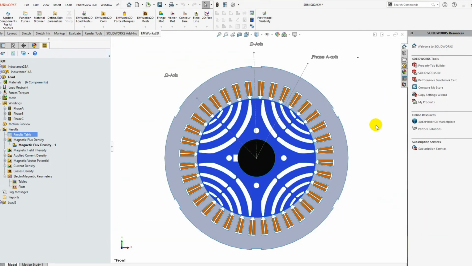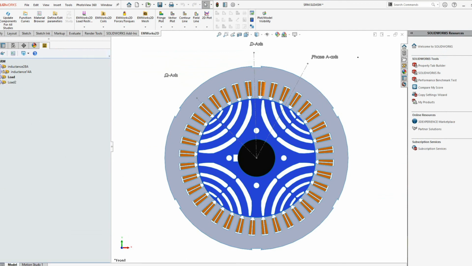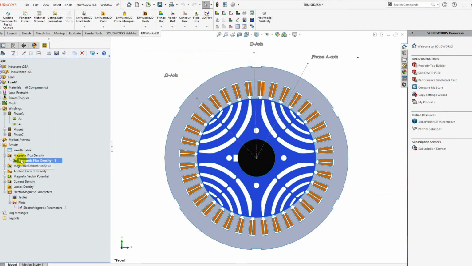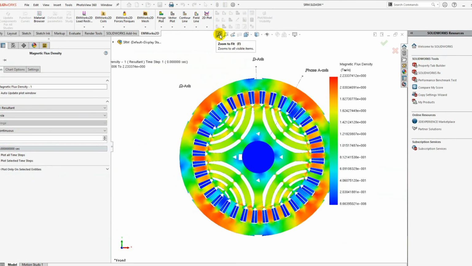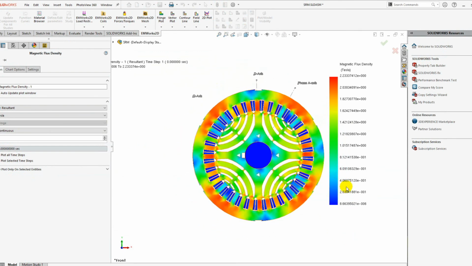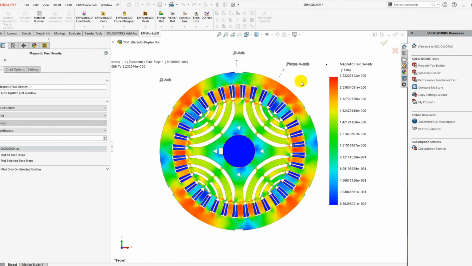We can also check the flux density mapping of the on-load analysis using the current angle which generates the maximum torque. Here we can see that the stator yoke is saturated in the case where it is facing the flux barrier of the rotor.